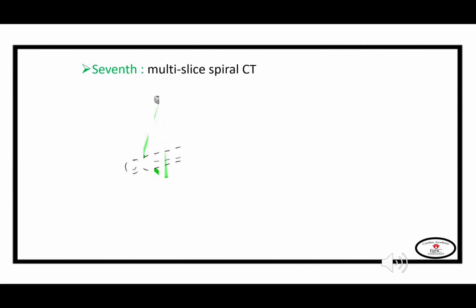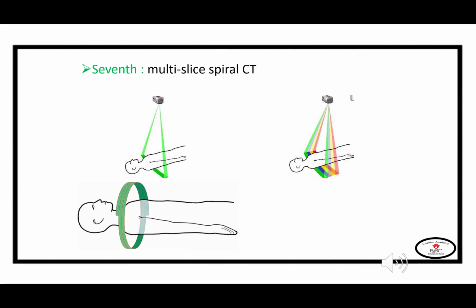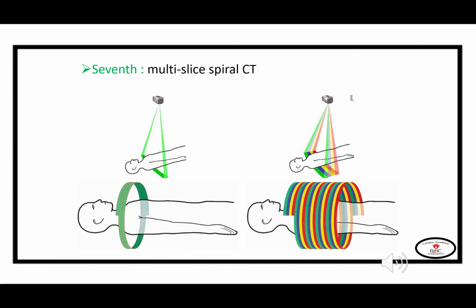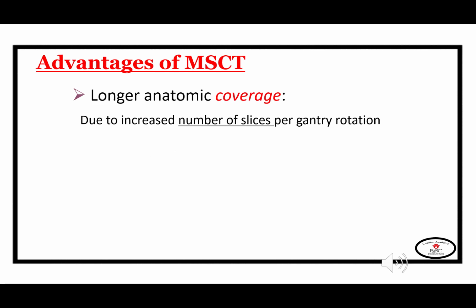The multi-slice spiral CT is basically increasing the number of the detector rows that detect the X-ray emitted from the X-ray source from one to multiple detector rows, and this increased the anatomic coverage that is taken during each emission of X-ray from the X-ray source. Its advantage is mainly having longer anatomic coverage, achieved by increasing the number of slices and thus increasing the number of images acquired per gantry rotation.